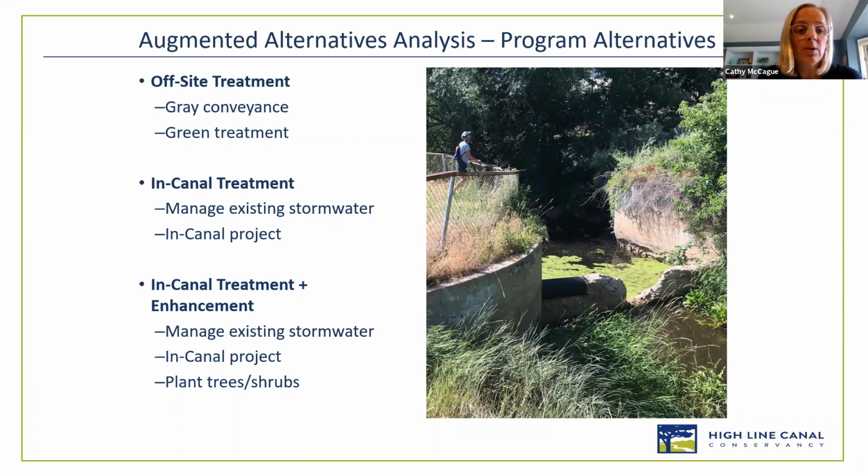The last program alternative is in-canal treatment plus enhancement. So again, we're going to do management of the existing stormwater that's already entering in the canal. We're going to install a constructed overflow for those spill locations down in Douglas County, but we're also going to enhance the environment. We're going to plant an additional 50 trees or shrubs per mile, and that's in accordance with the plan for the Highline Canal. So we're going to take that, plus we're going to do that additional ecological and environmental enhancement.